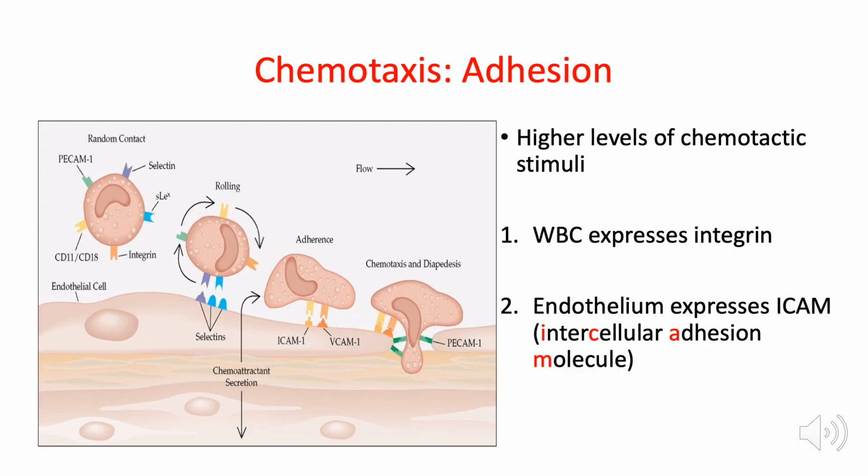Higher levels of chemotactic stimuli will cause the white blood cell to shift from expressing L-selectin to integrin, and the endothelial cells will shift from expressing E or P selectin to intercellular adhesion molecule or ICAM. The binding of integrin to ICAM is very strong. That's why you should not expect the white blood cell to roll this time. The white blood cell will tightly adhere to the endothelial cell. That's why the third step is called adhesion.